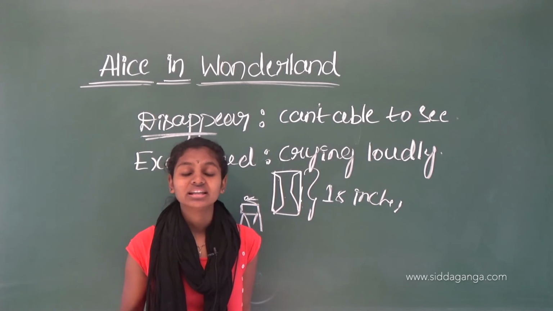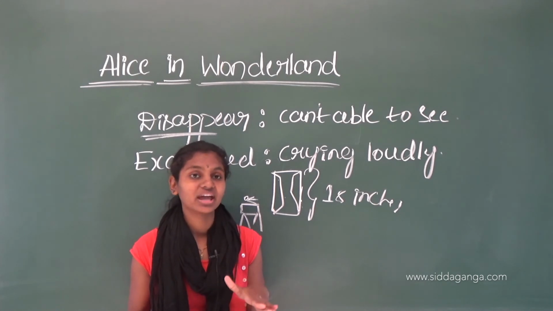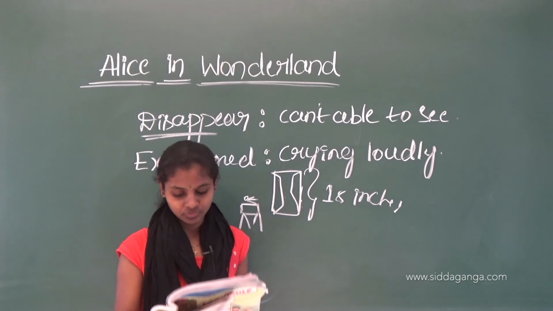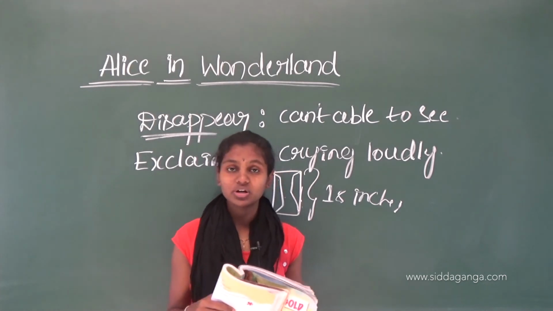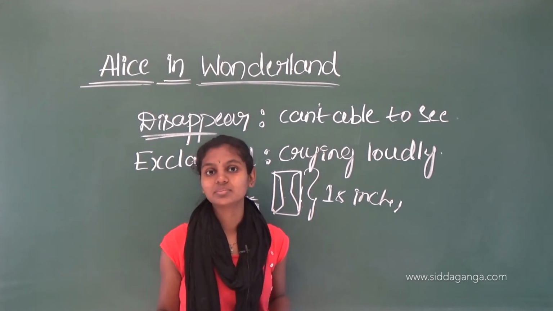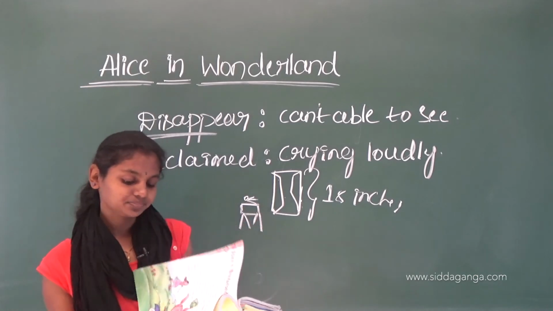What is the wish? She wants to become very small like a rabbit, so that she can go through this small door. She exclaimed loudly. So she cried loudly. She shouted in a crying manner. Understood this? Okay, I will tell it in Kannada.